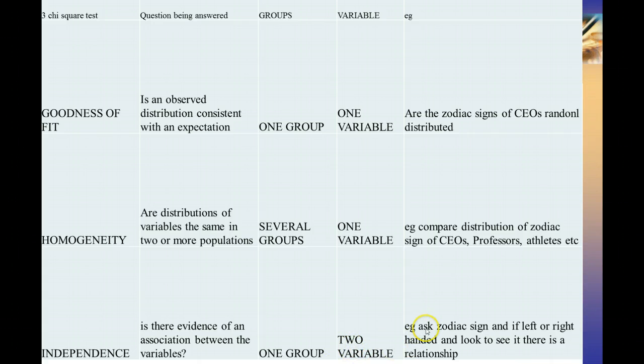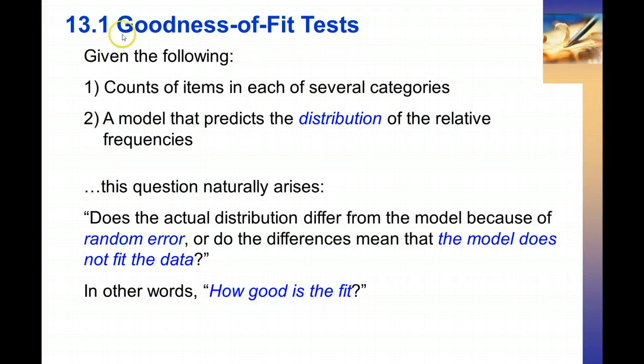For instance, if you ask the zodiac sign and ask if people are left-handed or right-handed, that's one group of persons. We're asking two different measures. What's your zodiac sign and are you left or right-handed? Then we're going to try and see if there's evidence of an association between zodiac signs and being left-handed or right-handed. This is essentially the summary of the questions and how they will split into the three chi-squared tests that you will have. Now a little more detail on each.